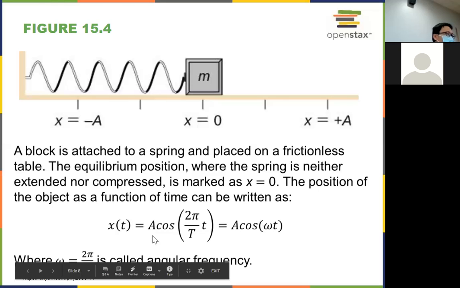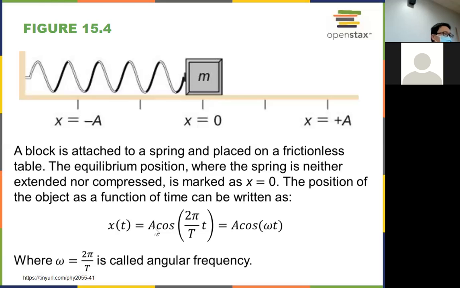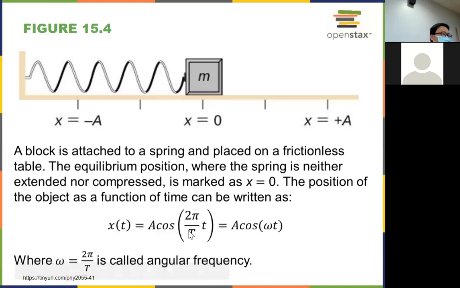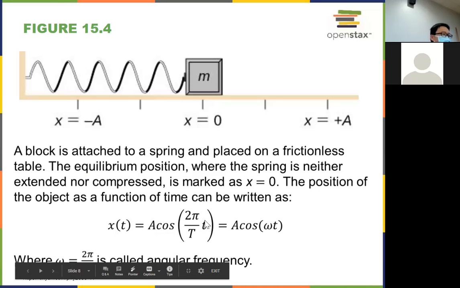In the cosine function over here, A is the magnitude, the maximum displacement. Cosine has a range from -1 to 1, so x wouldn't be greater than A or less than -A. In the parentheses here, it's 2 pi divided by T, which is the period, times the time t, small t. Capital T is the constant, the period.